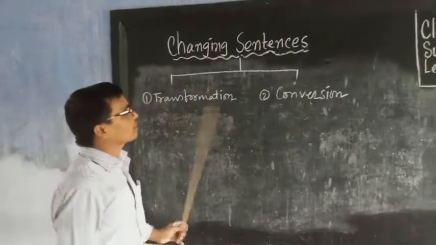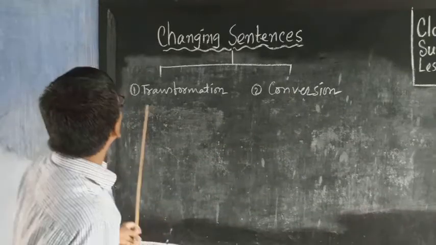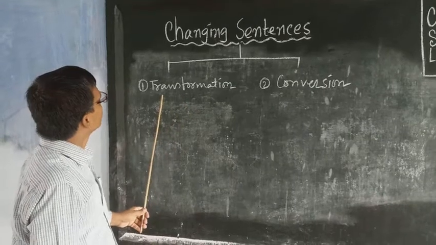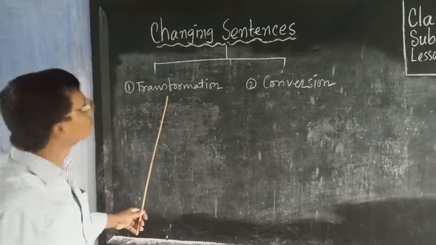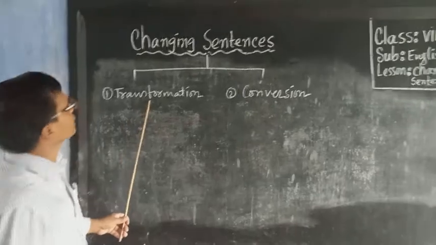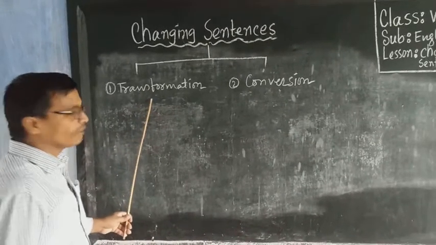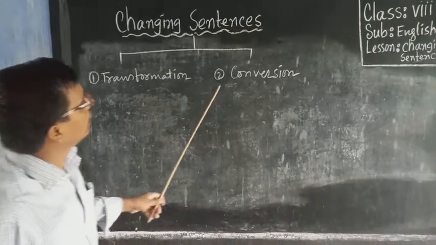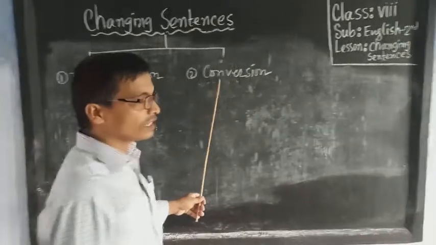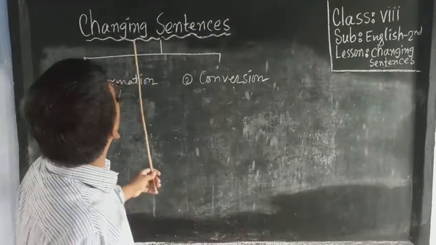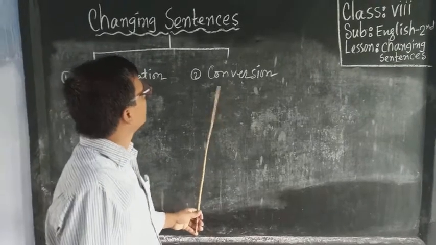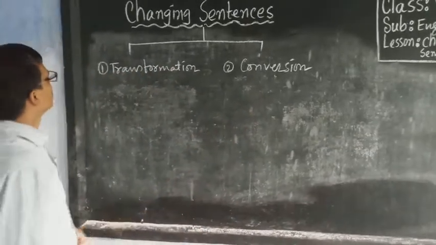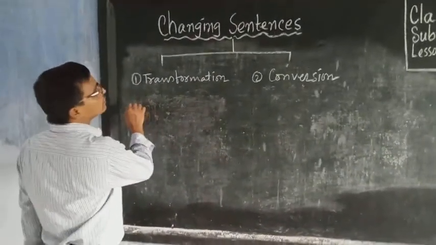So what is transformation and what is conversion? We have to know that. Here is the transformation. This is one kind of changing sentence where the meaning of the same sentence will be intact. And the conversion is another changing sentence, and here the meaning of the sentence will be changed. Now let's see the example of this.